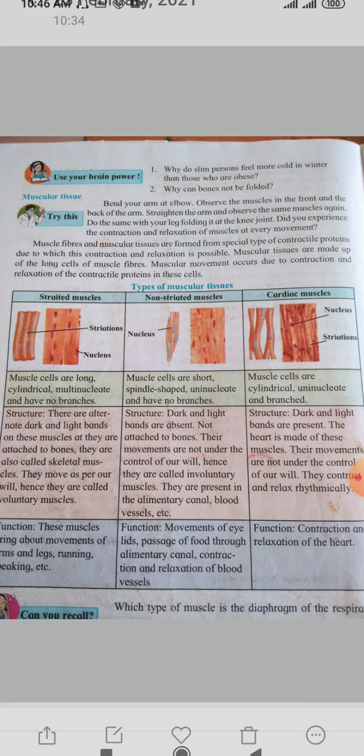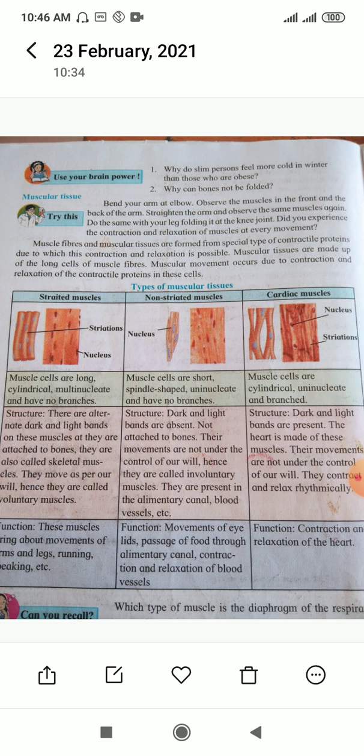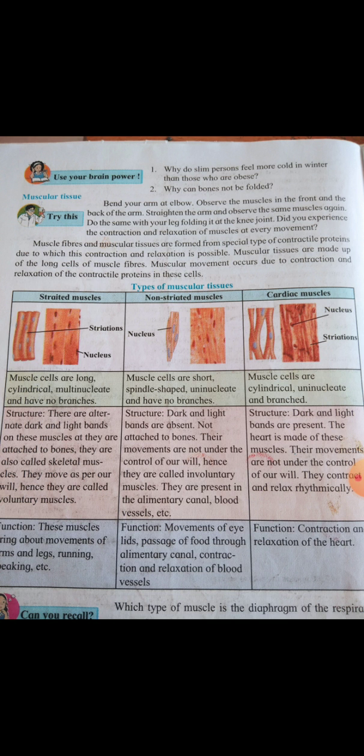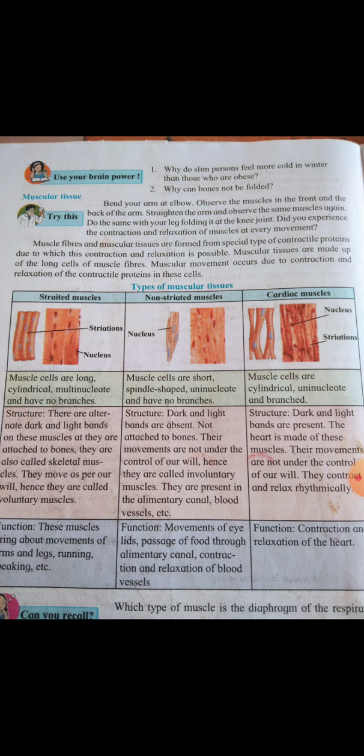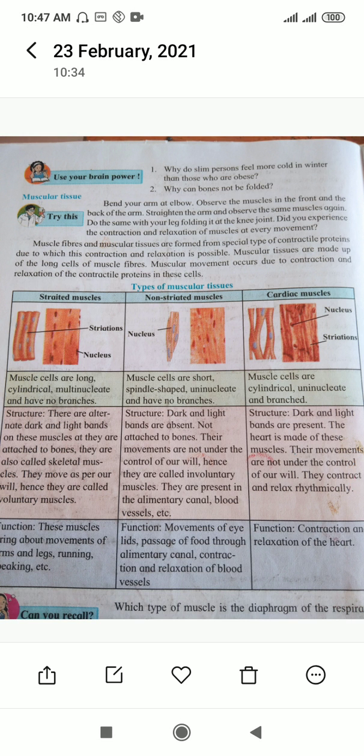So these muscles bring about movement of arms and legs, like speaking and running. Then movements of the eyelid, passage of food through the alimentary canal, contraction and relaxation of blood vessels. See, these types of muscles are not on our will, they work automatically. That's why they are involuntary muscles. And the cardiac muscles are present in the heart. That's why its function is contraction and relaxation of the muscles of the heart.